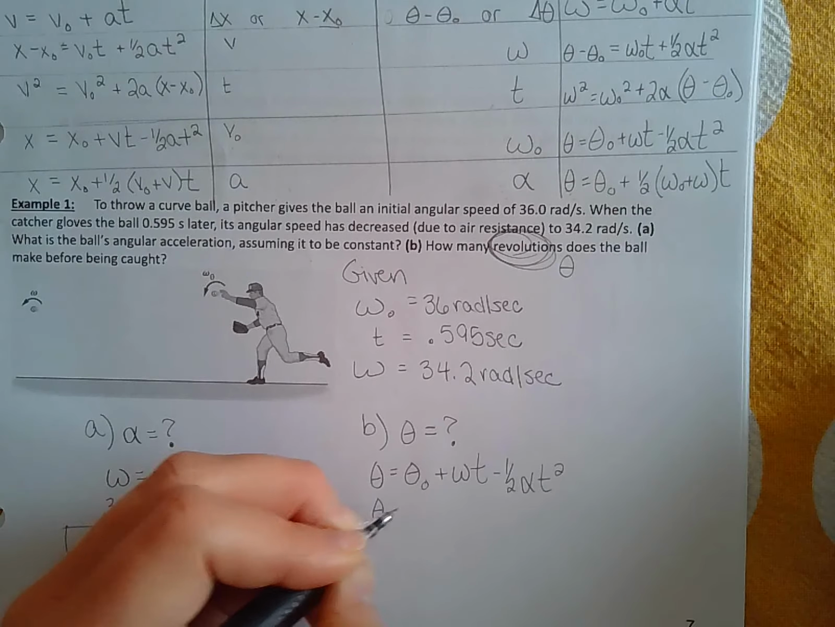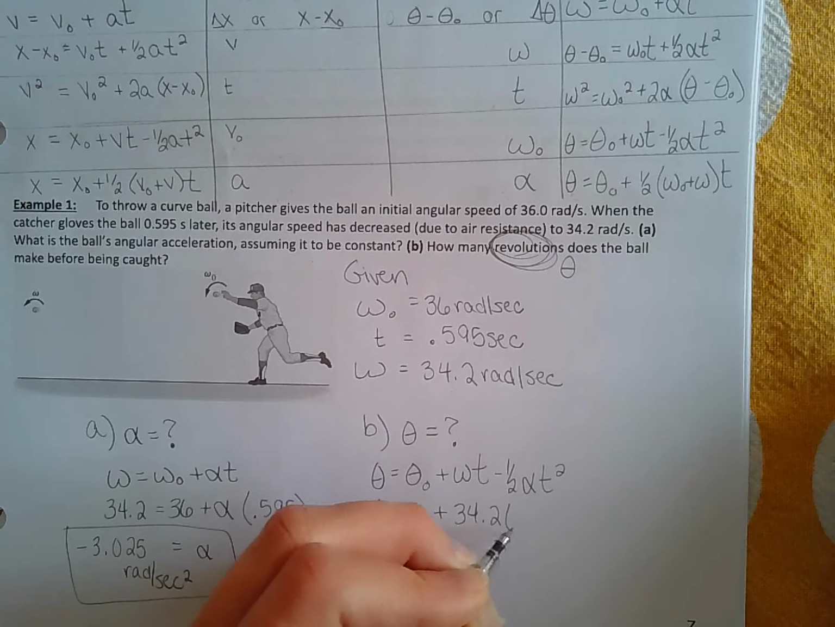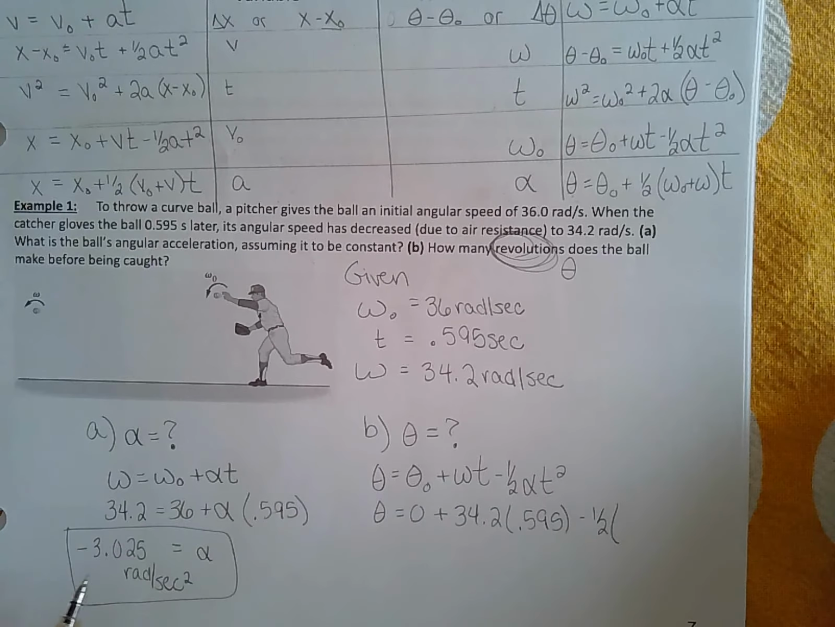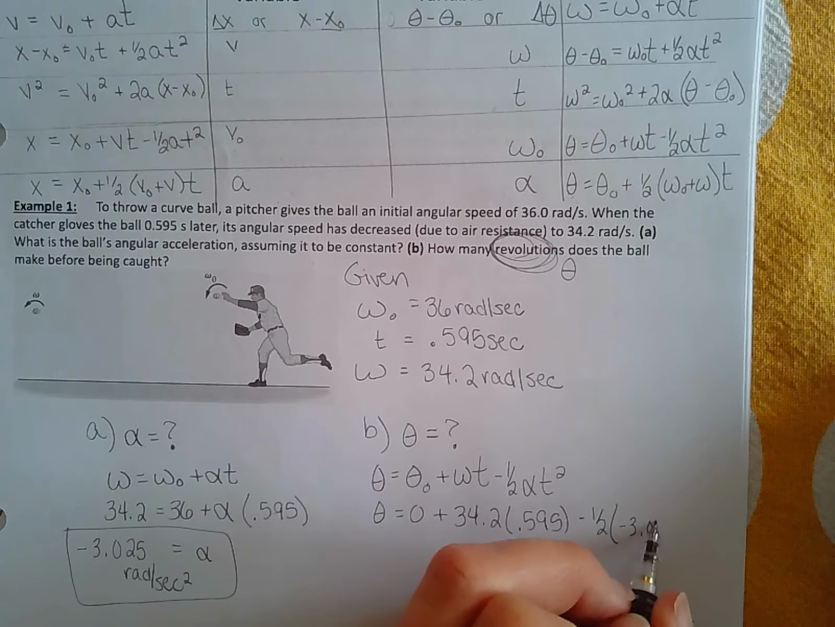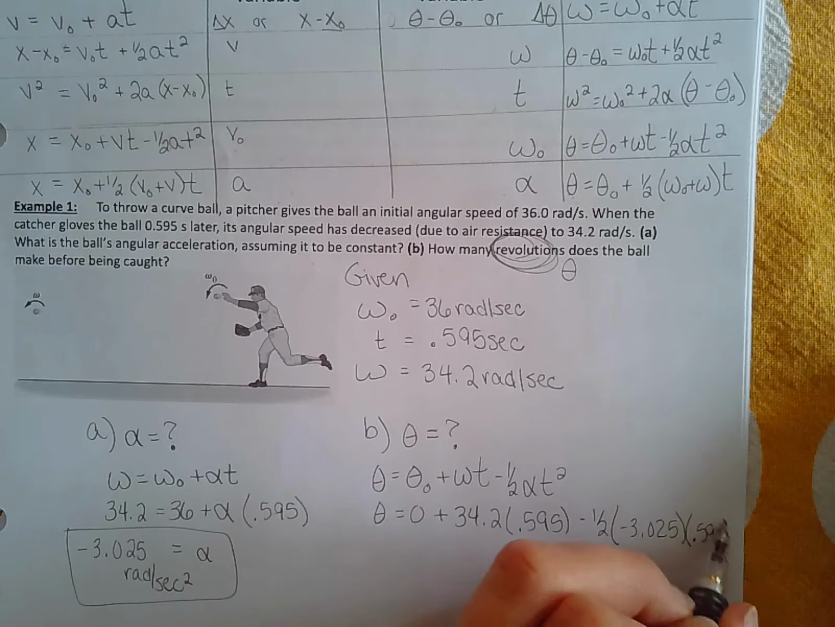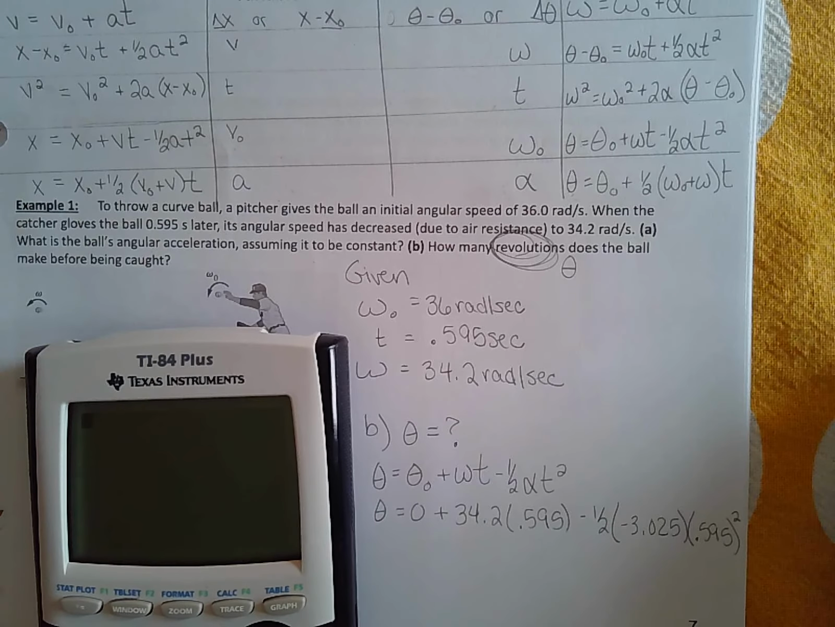So final theta is 0 plus ending 34.2 times time 0.595 minus 1/2. Angular acceleration is negative 3.025. Time is 0.595 squared. Let's go ahead and solve this thing out. Ready? So 0 plus 34.2 times 0.595 minus 0.5 times negative 3.025.